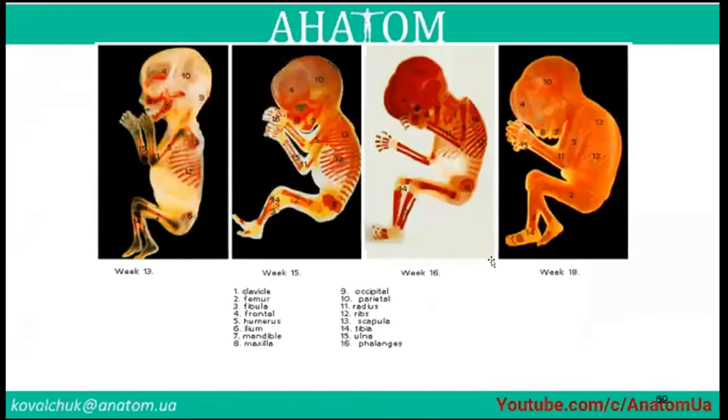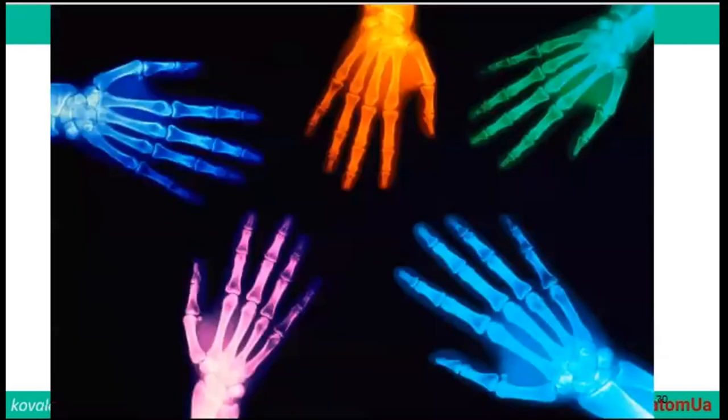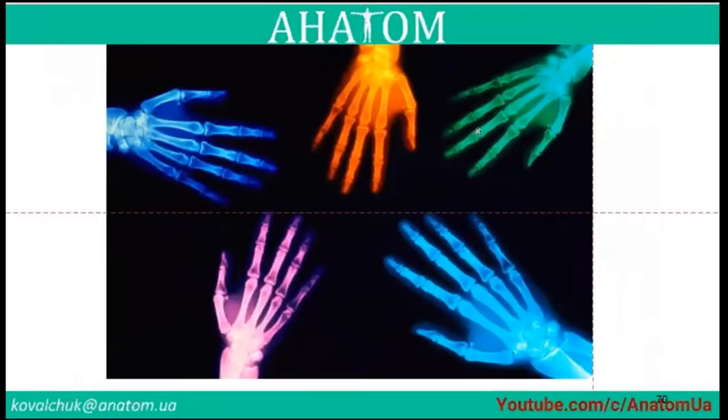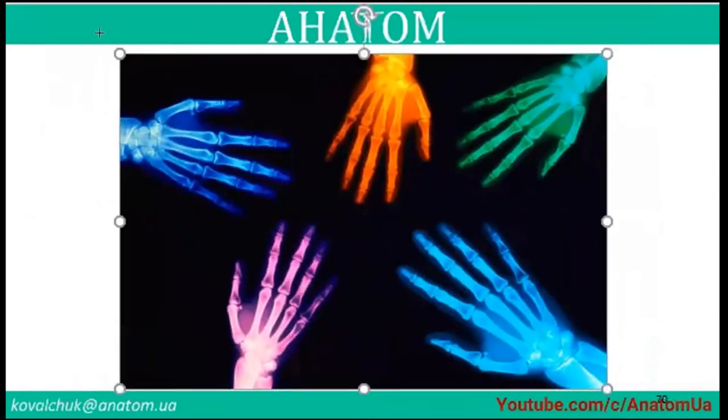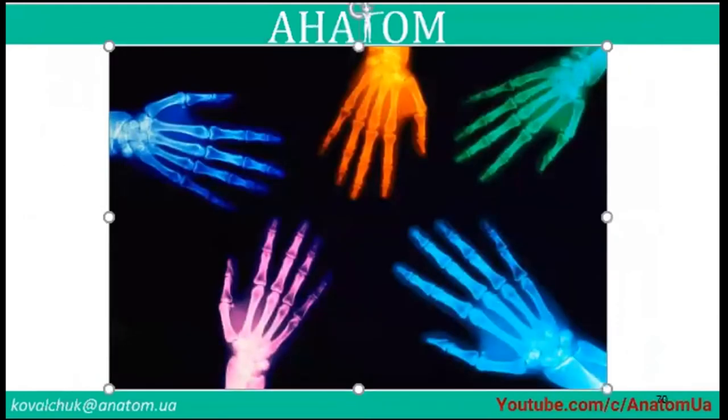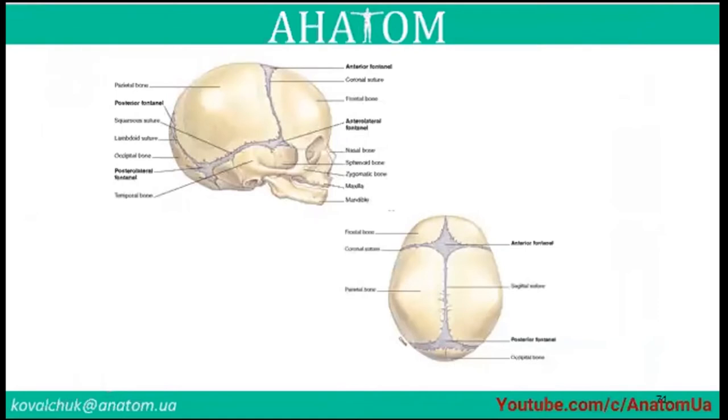Starting at 18 weeks, the biggest part of the bones in the human skeleton is really present. This is the prenatal period. What does natus mean? It is when the child moves from the uterus, the mother's cavity, to the external world. It is 40 weeks after the fetus starts to be located in the uterus.